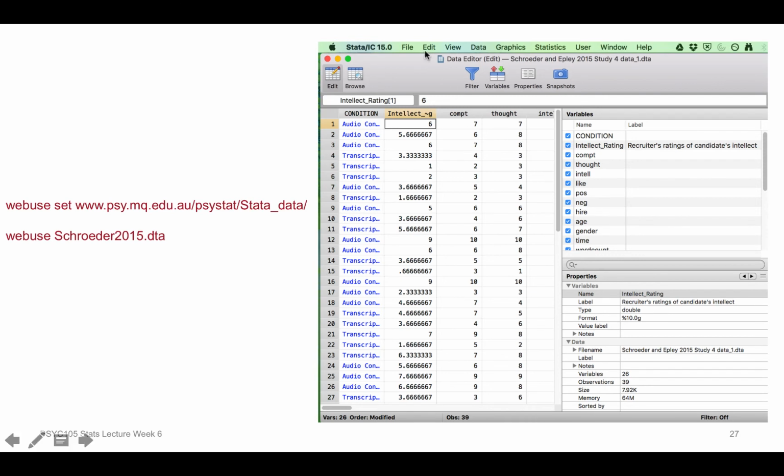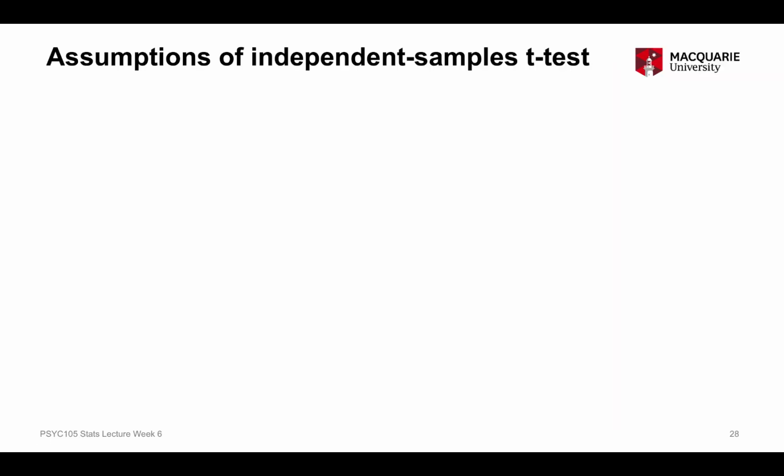We've got our grouping variable, which is condition, which has two levels, audio or transcript. And we have our intellect rating variable, which is a numeric variable, which you can see ranges, I think, from 0 to 10 or 1 to 10 or something like that. So two variables that are relevant for our independent samples t-test here.